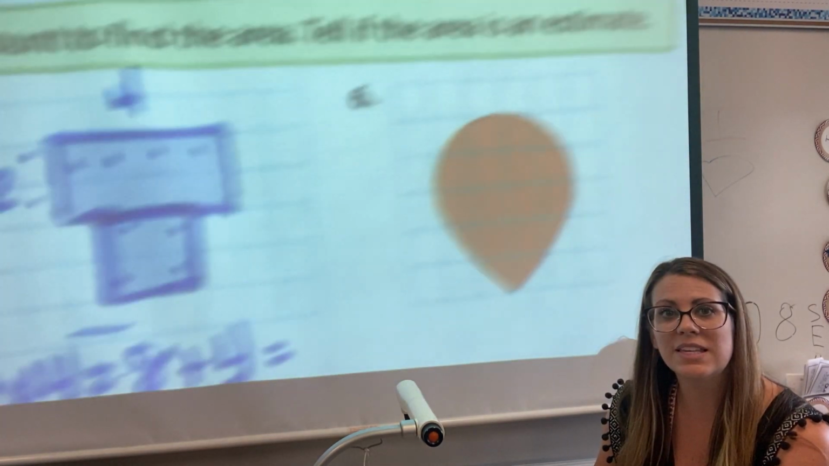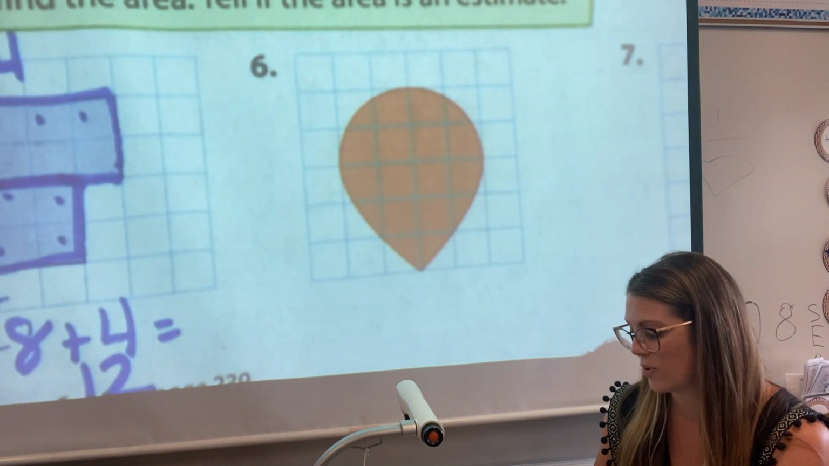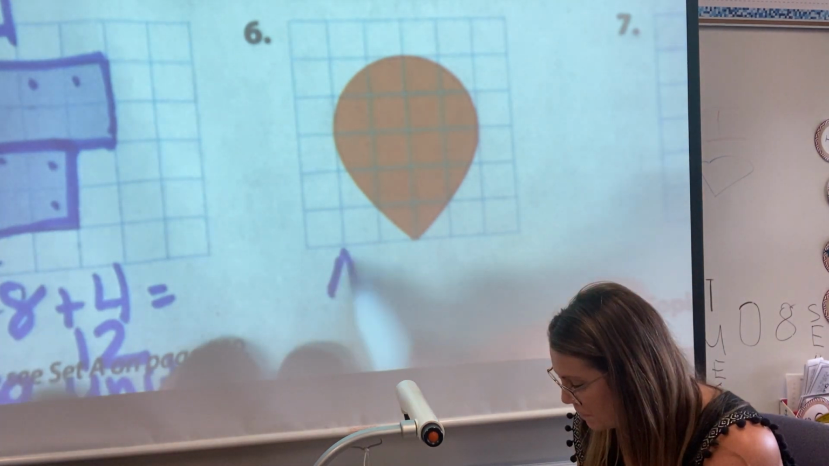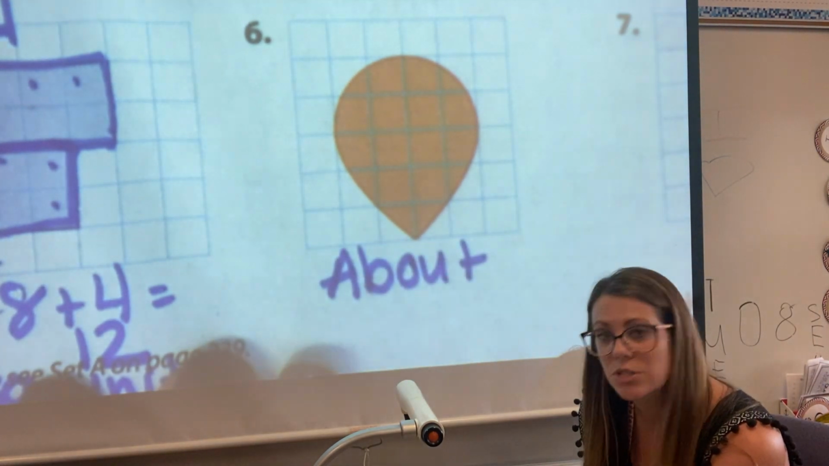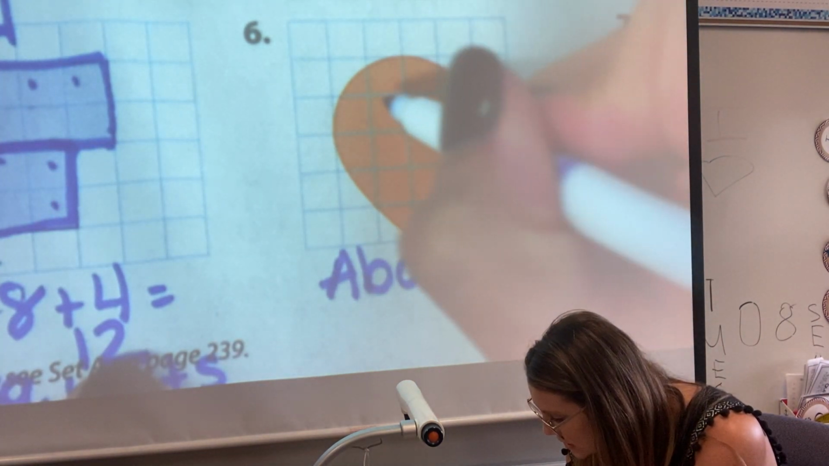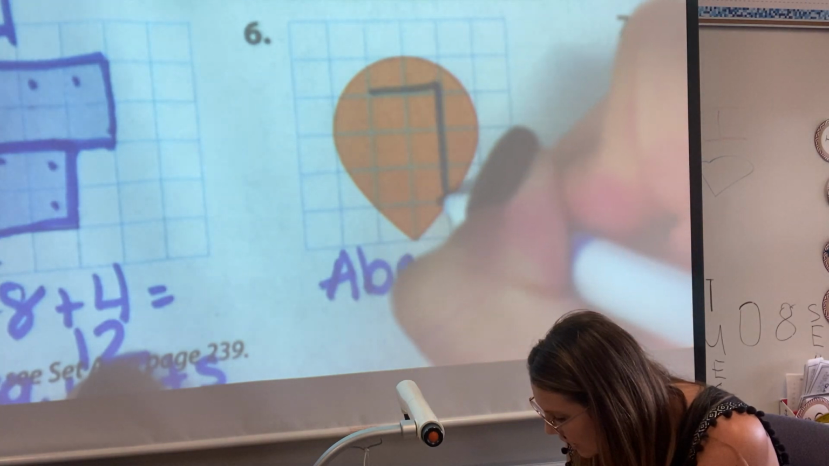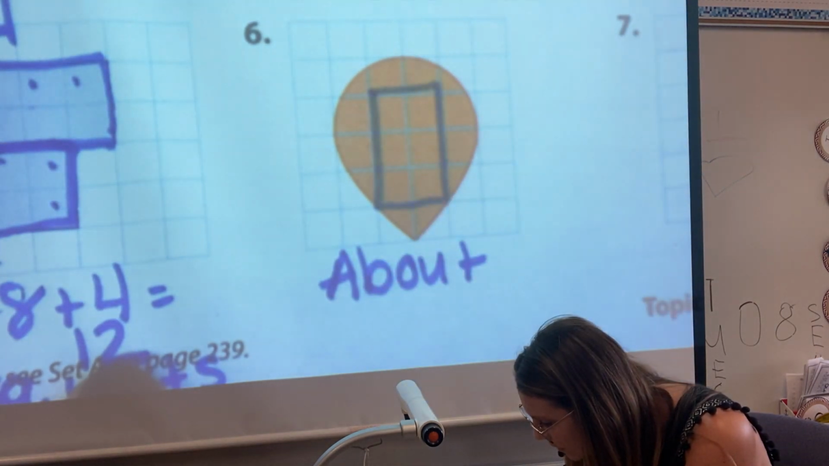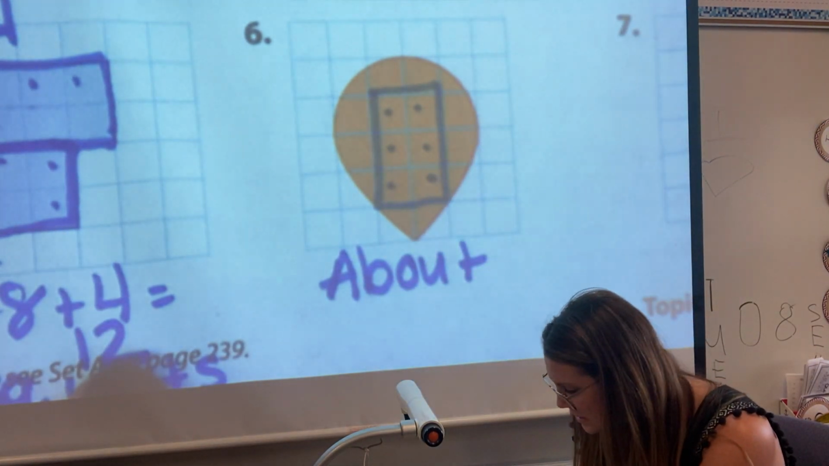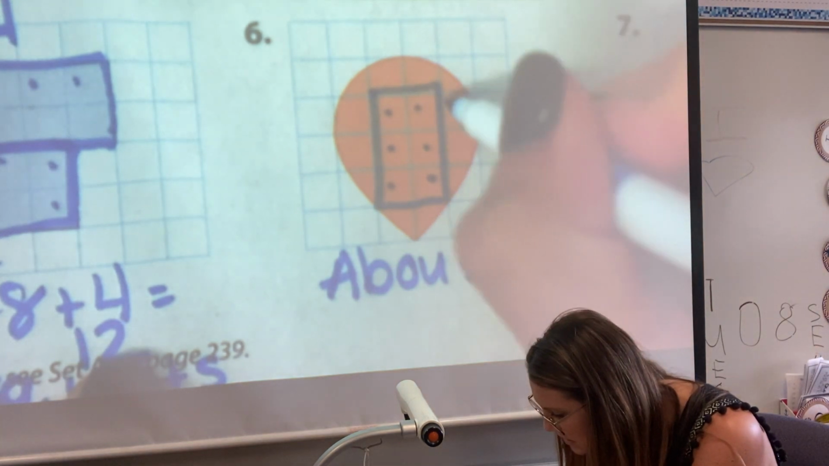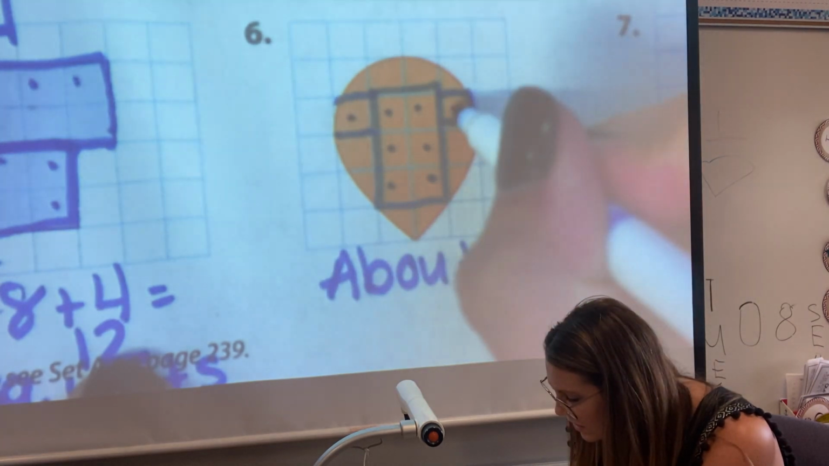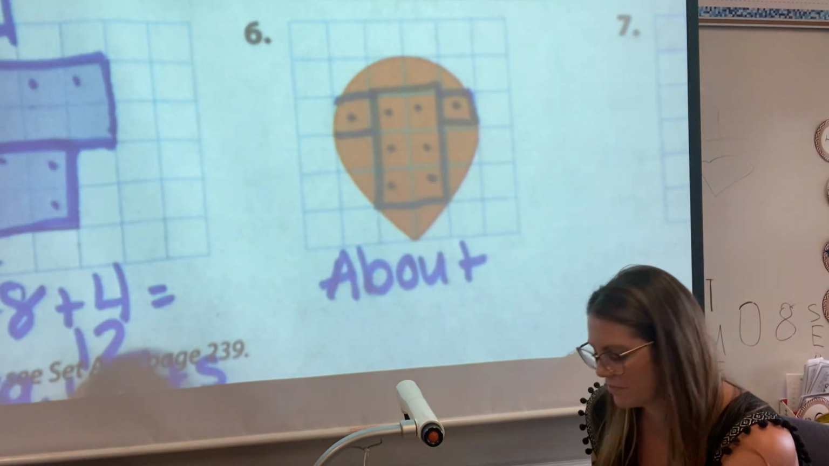Okay, so then let's look at the next one. This one right away, I know I'm going to have to what? Estimate. That's going to be one that is about. So like they suggest, look at the ones first that are nice, big, full ones. And if you look in the middle here, 1, 2, 3, 4, 5, 6. I'm going to say 7, 8. Do you agree?